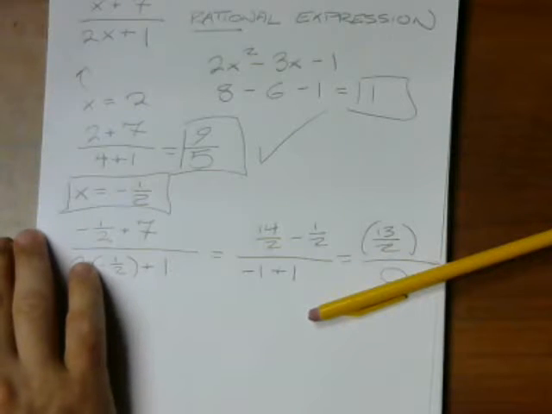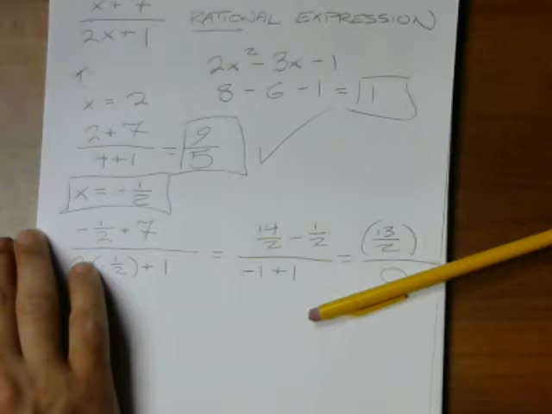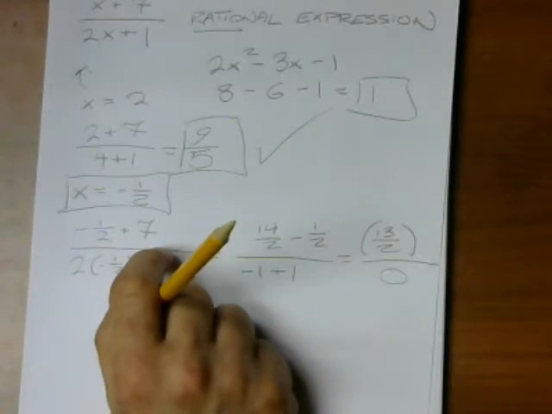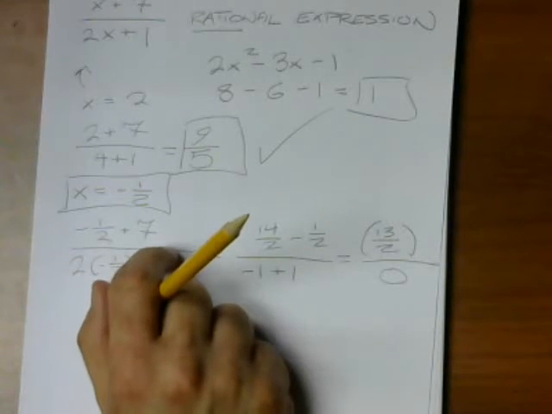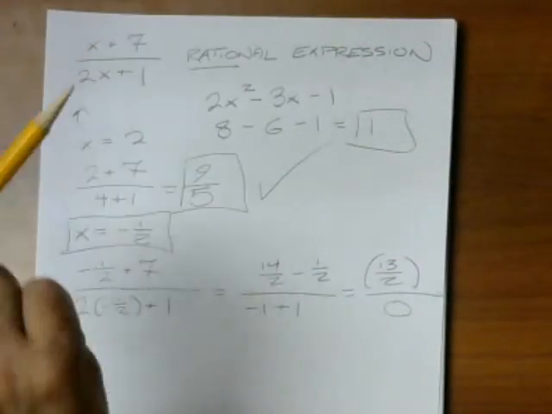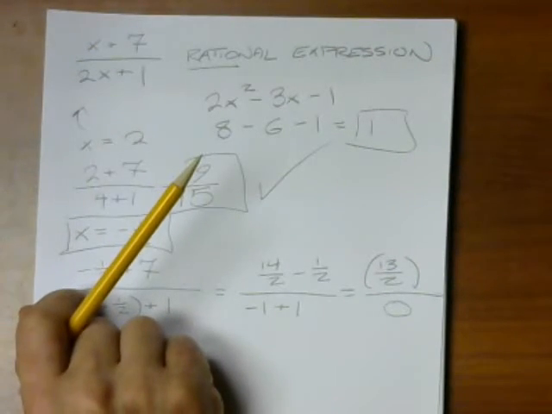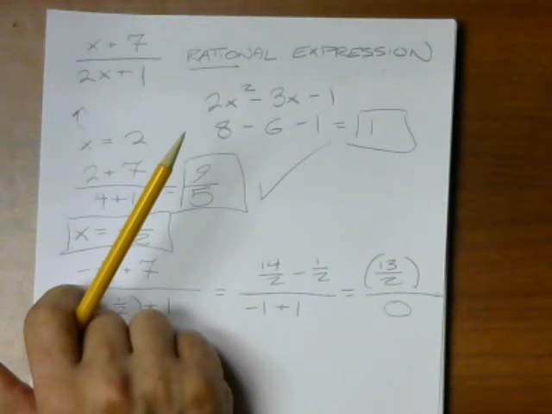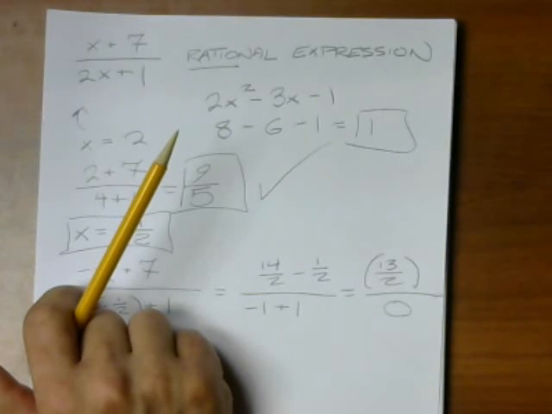But what we have is 13 halves divided by 0. And we do not want to divide by 0, ever. We don't want to ever do that. So, what do we have to deal with? Well, we have to accept the fact that some numbers just can't be entered into rational expressions. There's going to be some numbers that can, and some numbers that simply can't. So we're going to keep that in mind throughout. Let's look at some more examples in the next video.